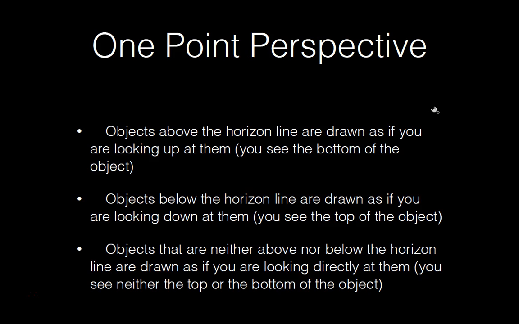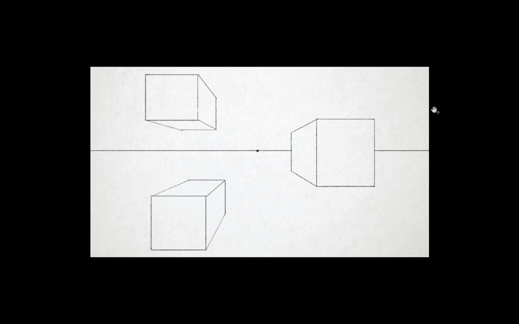So when you're working with the horizon line, objects that are above it appear looking up at them. You see the bottom of the object. Objects that are below the line, you look down. And objects drawn at the line, you kind of see face on. You don't really see the top or bottom. So if you're looking up, you see the bottom. If you're looking down, you see the top. If you're looking straight out, you see neither the top nor bottom. This image helps clarify that.